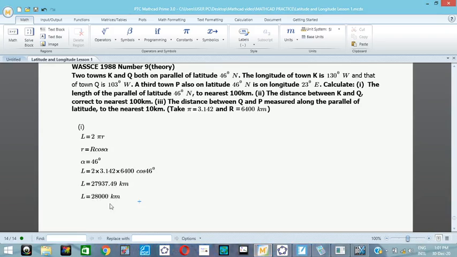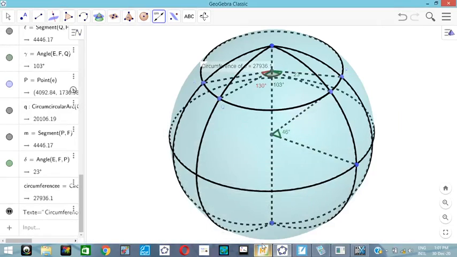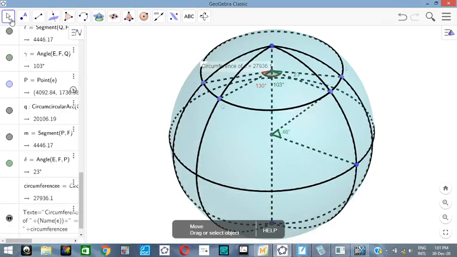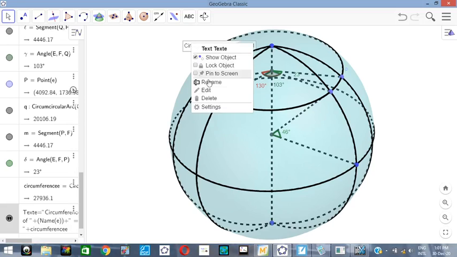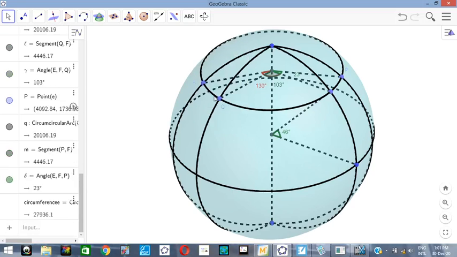That's why the question says we should take it to nearest 100, and to nearest 100 it is 28,000. If I go back here, you can see this is the length. If I approximate this to nearest 100, it will still give me 28,000 kilometers. So take note of that. So this is how you do the first calculation. So let me remove this.